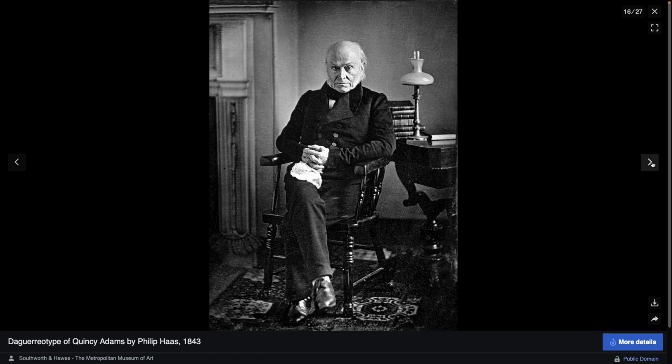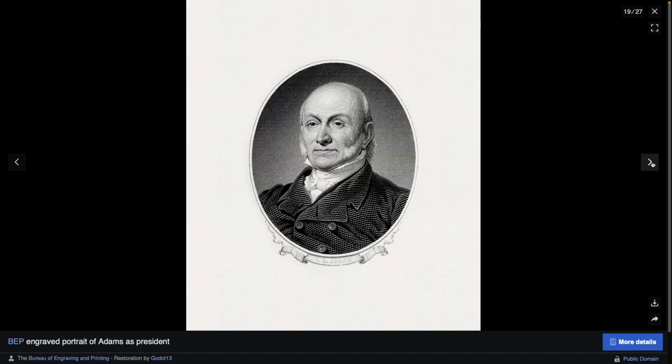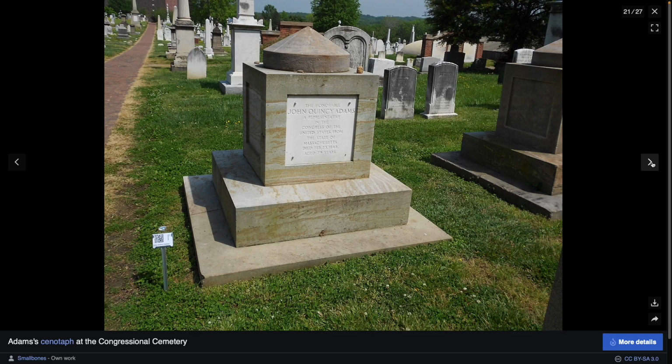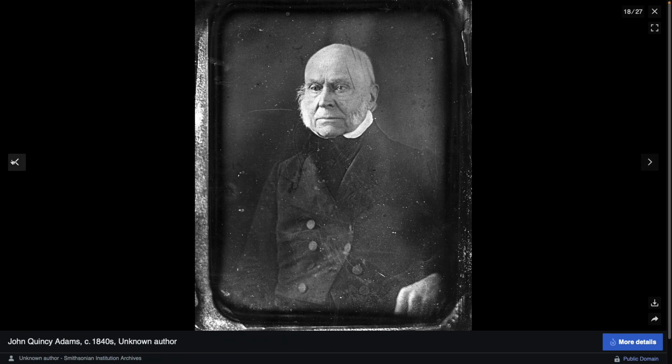Whoa. Another daguerreotype. Daguerreotype. Whoa. That's like a proper photograph. It's pretty gnarly that we have a picture of the son of the second president of the United States.